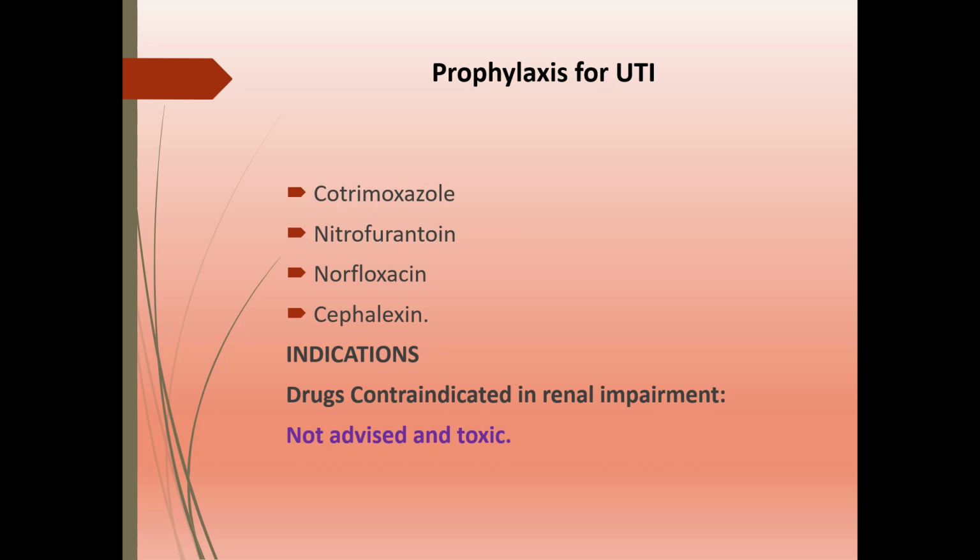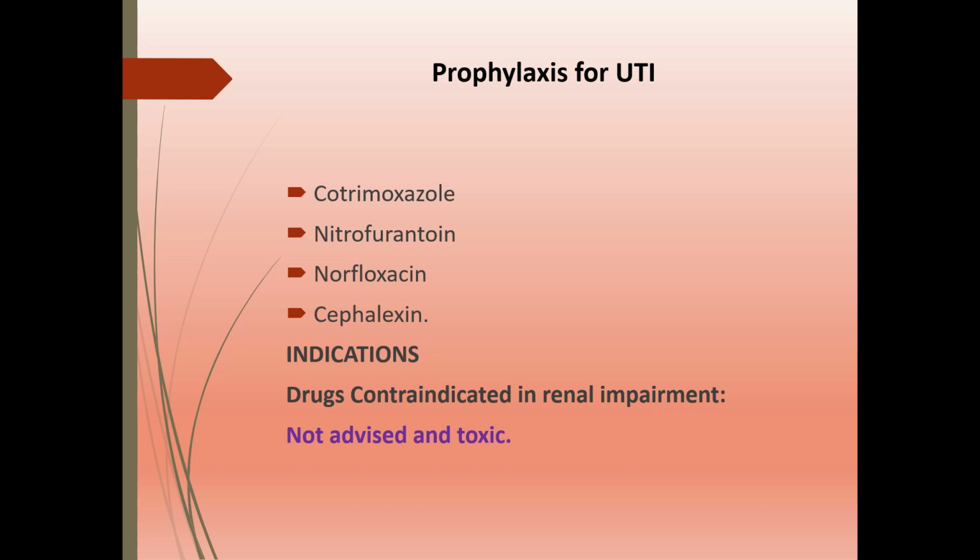Then when will you give prophylaxis? What are the indications for prophylaxis? When the patient has recurrent attacks of symptomatic UTI, or when there is catheterization, so when an indwelling catheter is placed, or when there is urinary stasis due to obstruction as in prostatic enlargement, or when there are abnormalities in the urinary tract which cannot be corrected by surgery. So these are the indications where there is a need for prophylaxis: recurrent attacks of symptomatic UTI, when a catheter is placed, or in prostatic enlargement where there will be stasis of urine, okay.